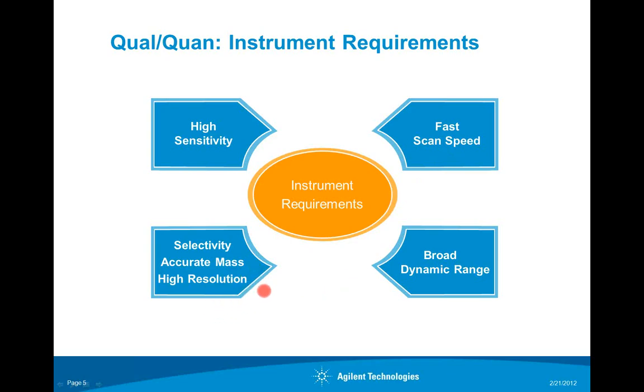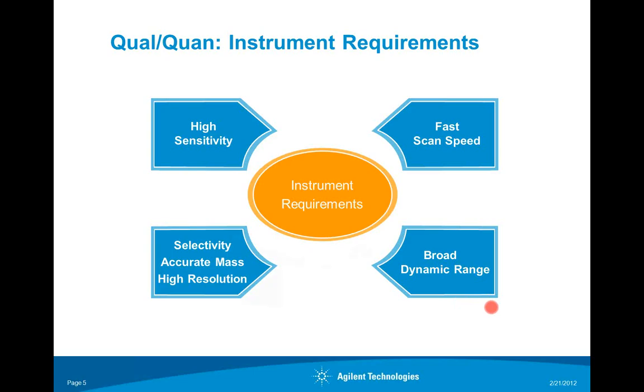Furthermore, accurate mass and high resolution are required in order to achieve reliable identification and high selectivity for the quantitation. Last but not least, the dynamic range needs to be broad enough, typically requiring 3 to 4 orders of magnitude, in order to meet the expectations for most applications.